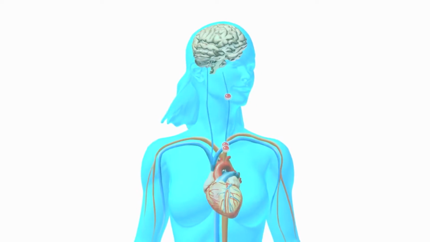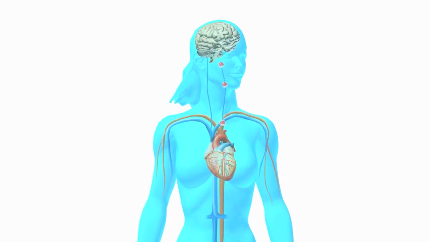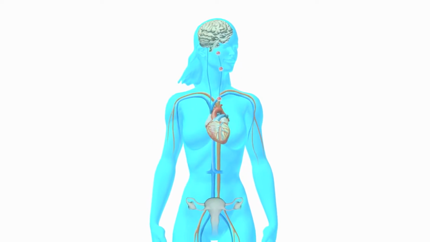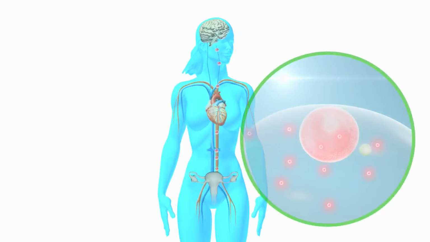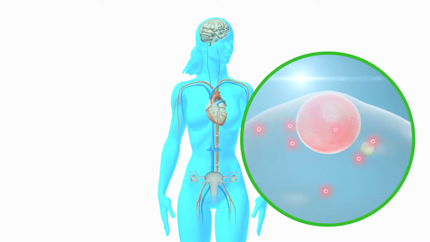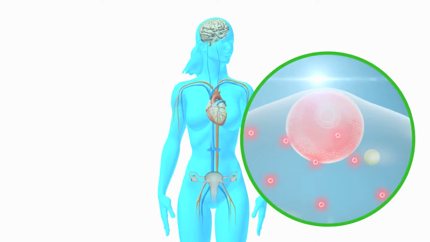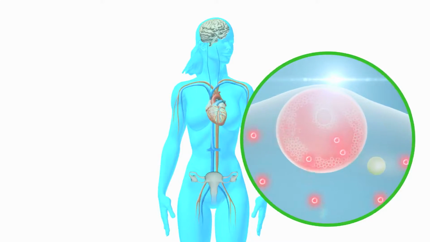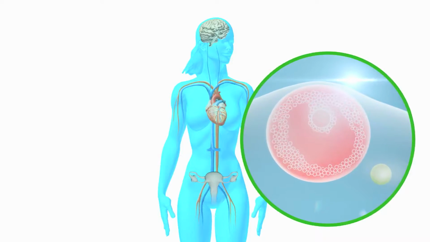The pituitary gland releases hormones which are responsible for the stimulation of ovum production. So we have hormones like the follicle stimulating hormone, etc., which are responsible for the ovum production.